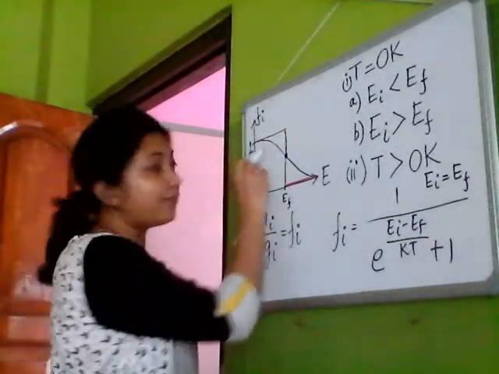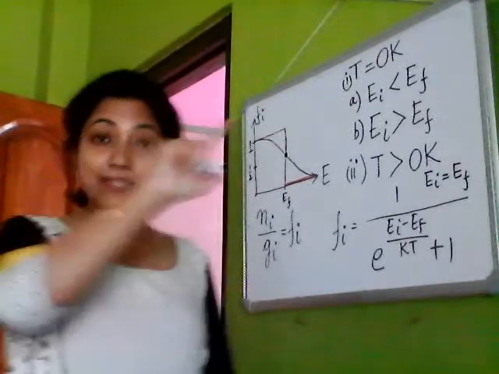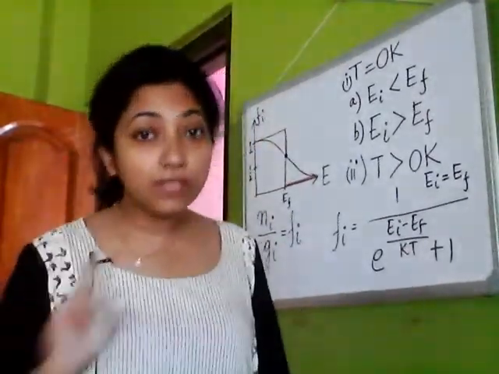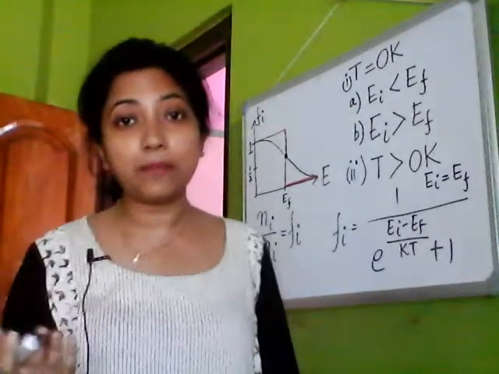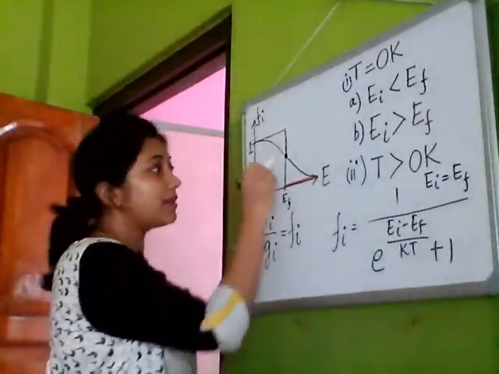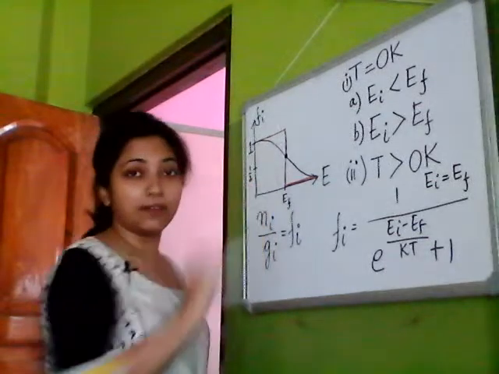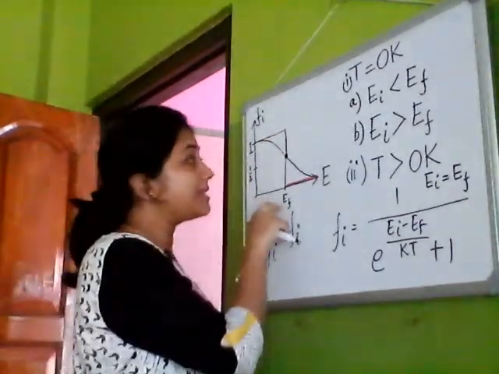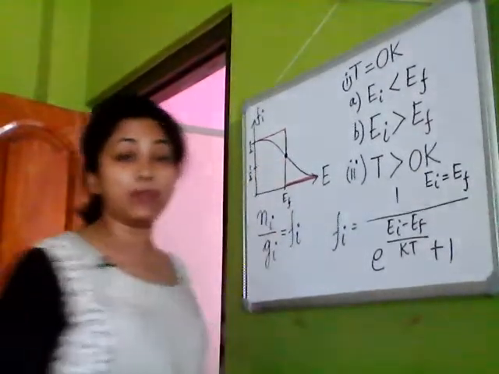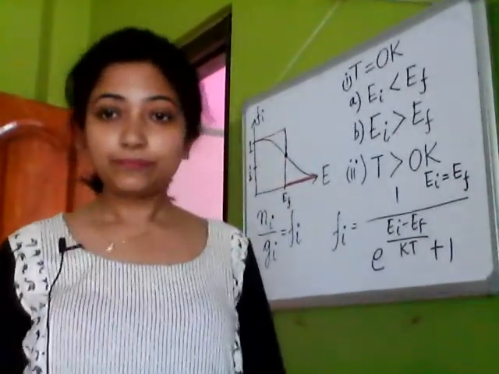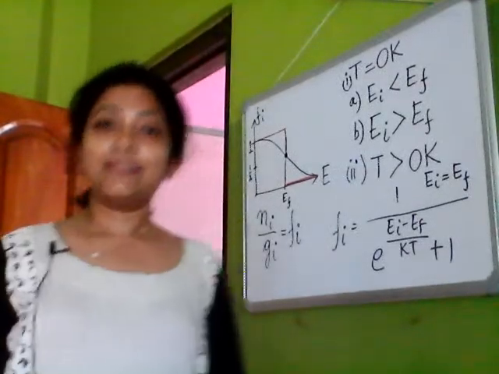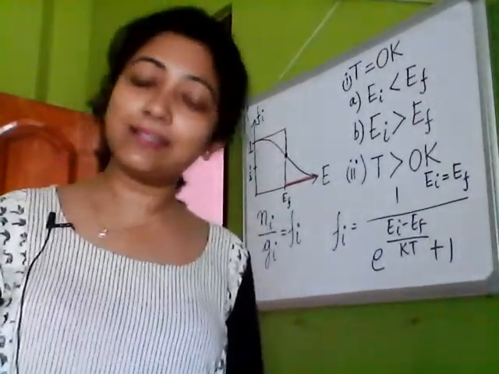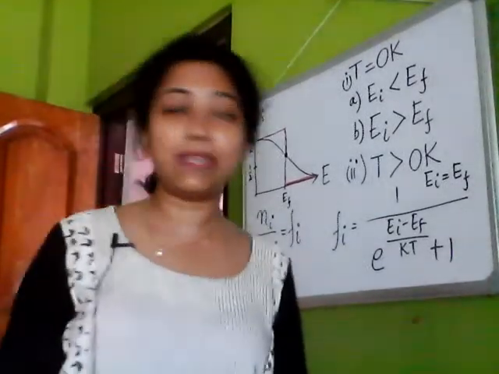So this graph at 0 Kelvin is just like a step function. Either it has a value of 1 or a value of 0. However, at greater temperatures, it varies like a slowly changing graph. Okay. And exactly at the value EI is equal to EF, it takes up a value of half. Right? Yes. Very good. You all have already found out the values and you are telling the correct answer that it is half at EI is equal to EF.